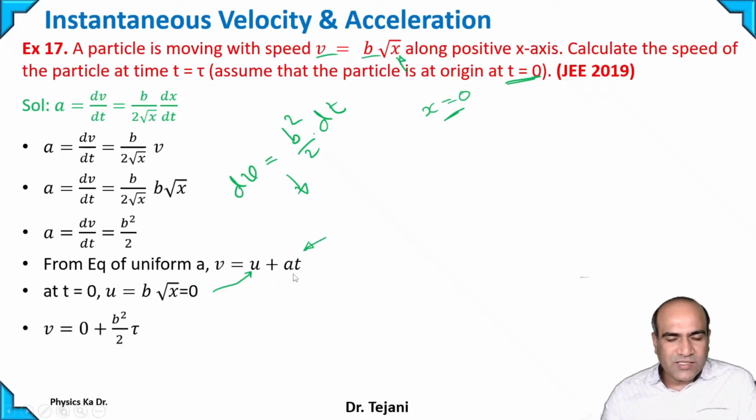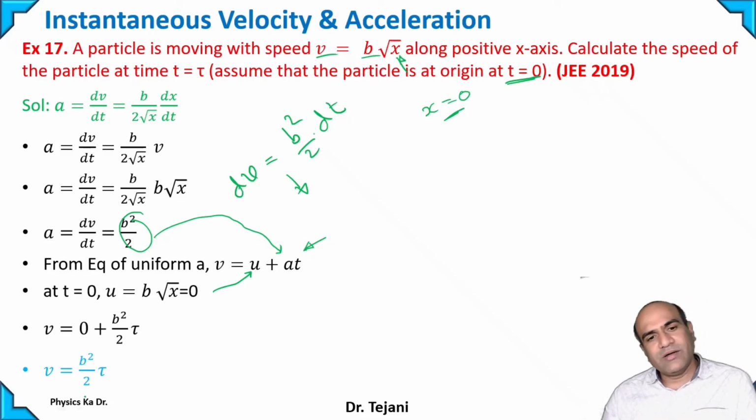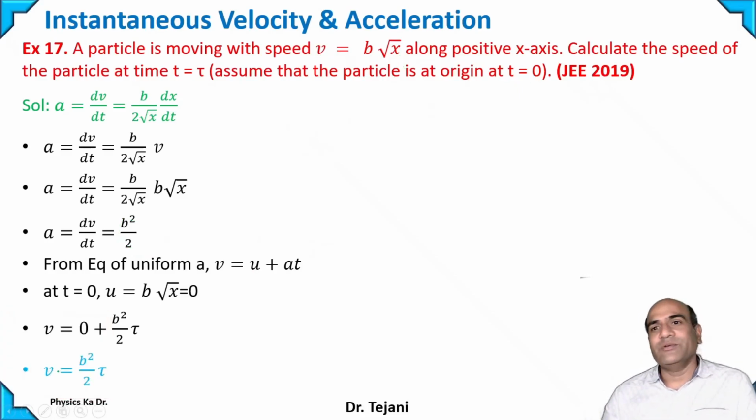U is 0, and here it is similarly at. Put the value of a. We already derived a is equal to b square by 2. Put the value of a here, and t is equal to tau. At time t is equal to tau, v is equal to b square tau divided by 2. This is the solution for that.